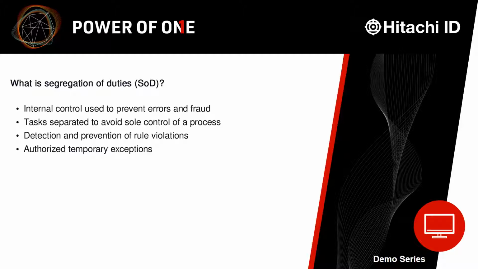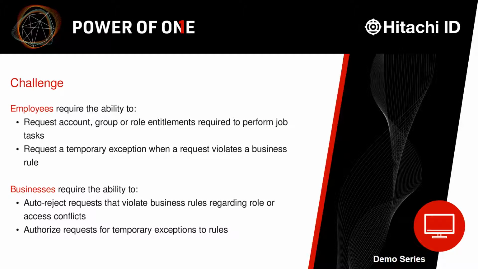In addition, sometimes a temporary exception is required when a request violates an SOD rule. Employees require the ability to request account, group, or role entitlements required to perform job tasks, and to request a temporary exception when a request violates a business rule. Businesses require the ability to auto-reject requests that violate business rules regarding role or access conflicts, and to authorize requests for temporary exceptions to rules.